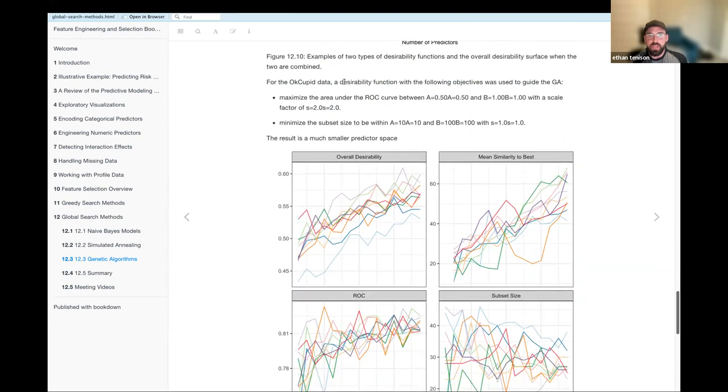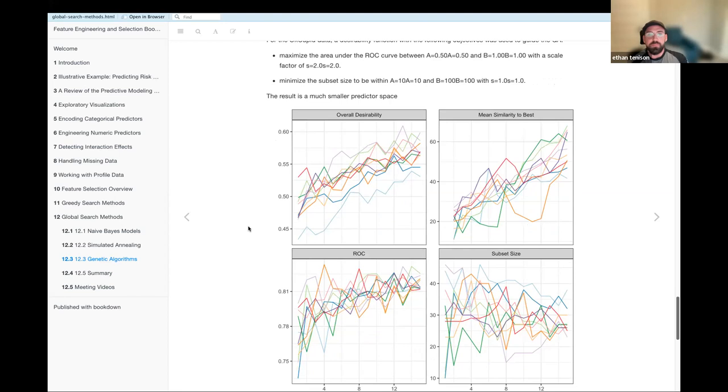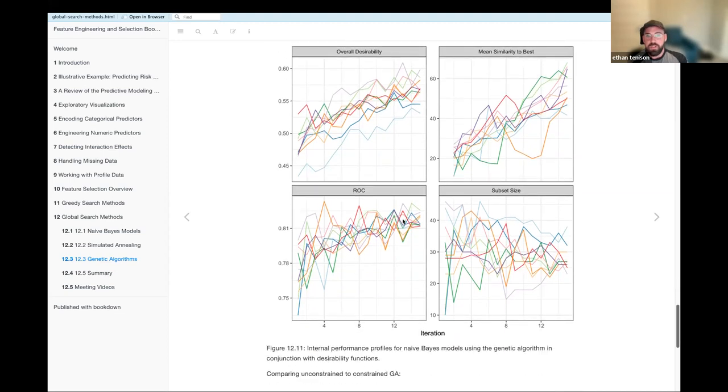They spend a lot of time talking about this desirability function, which is essentially the multi-parameter optimization. So you can see, over time, the desirability of your solutions increases. They become more similar. The ROC kind of converges. So this is where you would want to set your optimal point and then compare it to the subset size.